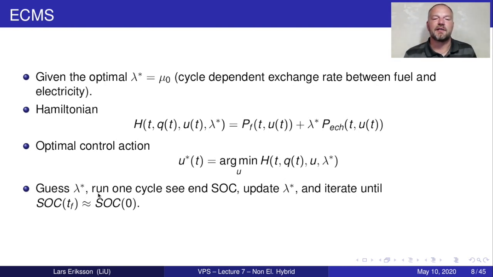You run one cycle and see the end state of charge, and if the end state of charge is not the same as it was initially, then you update lambda and you iterate until you get charge sustenance. Then you have found the optimal solution to the problem.